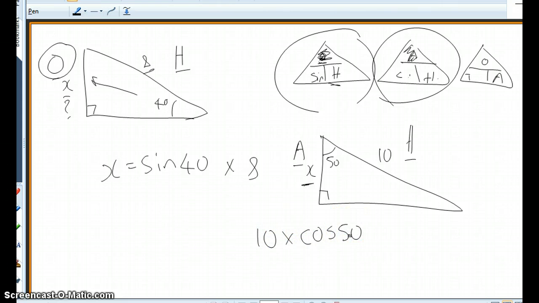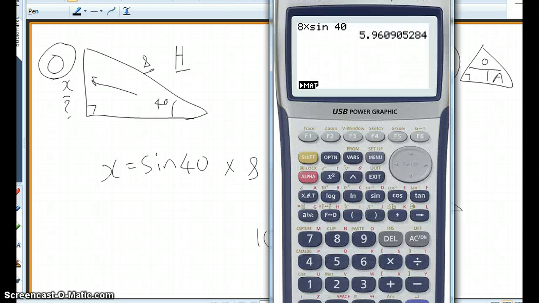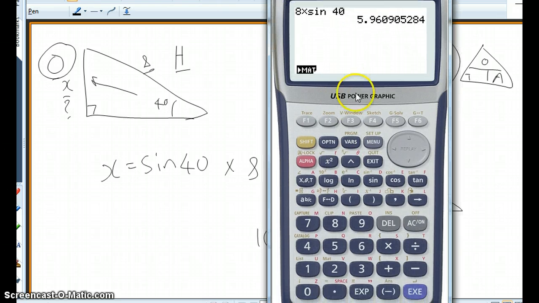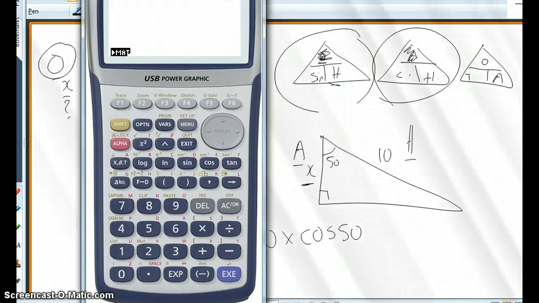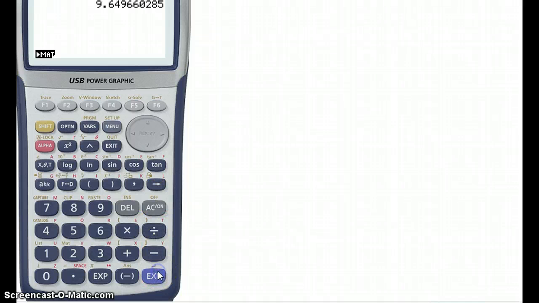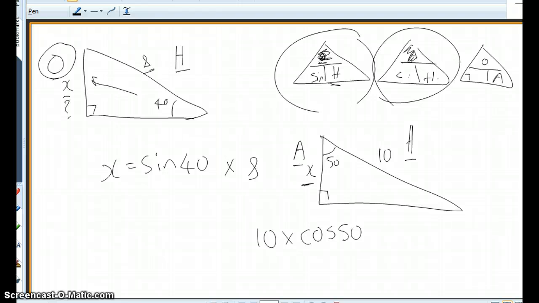cosine 50. We pick up a calculator, and you do need a calculator for this topic. 10, cosine button, 50. Is that right? Execute. 9.6. Check my answer. Does 9.6 sound about right? So 9.7 was it? The units are meters.